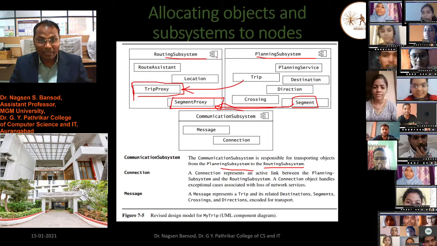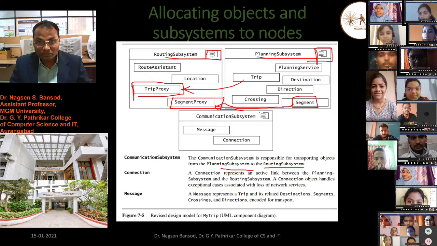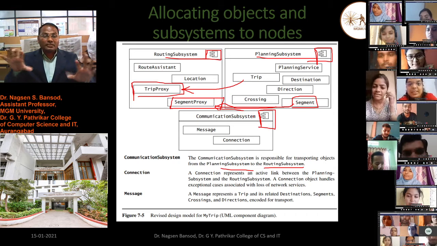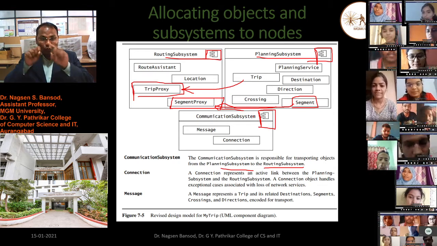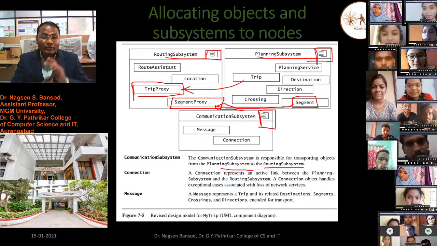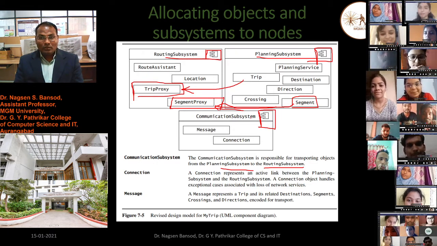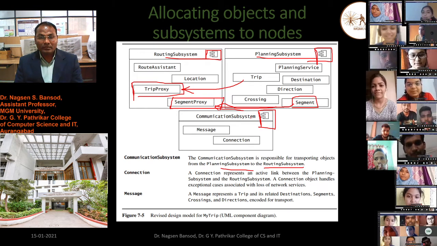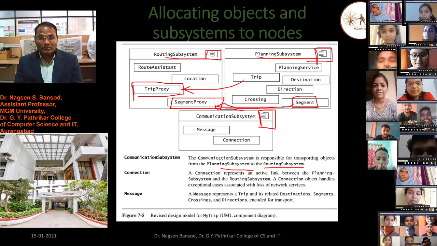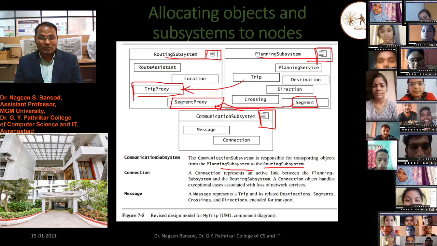This is the component diagram. You see, this is the symbol of a component. There are three components, three subsystems, connected to each other. Which are these? Routing subsystem, planning subsystem, and communication subsystem. Is it understood? Do you have any question? Is it understood? Yes. Yes, sir.